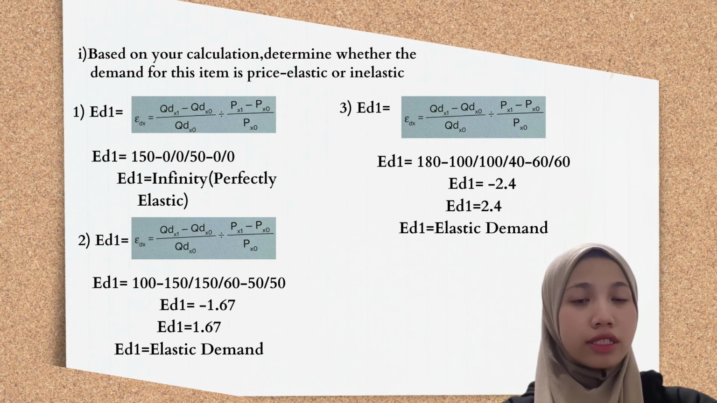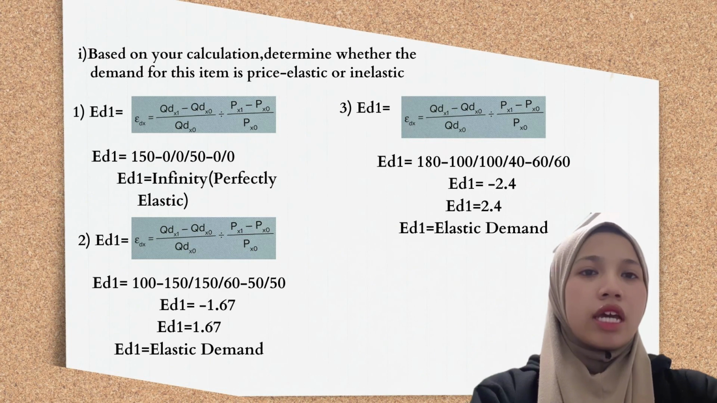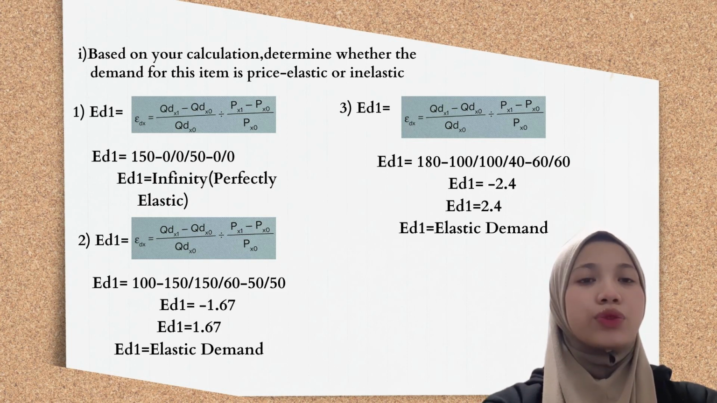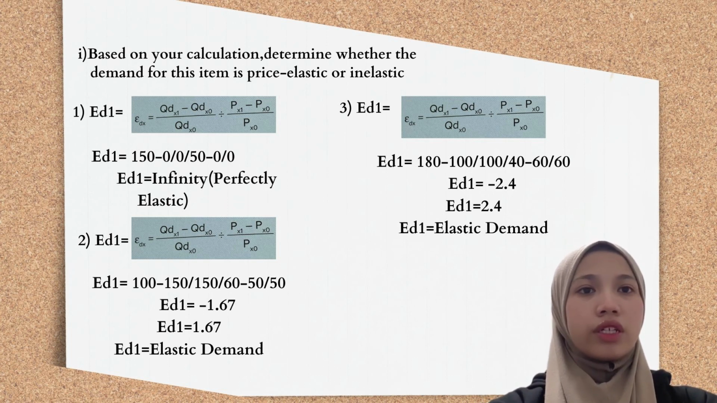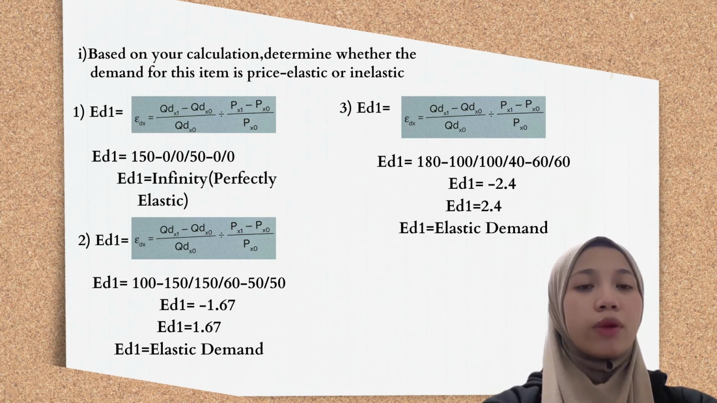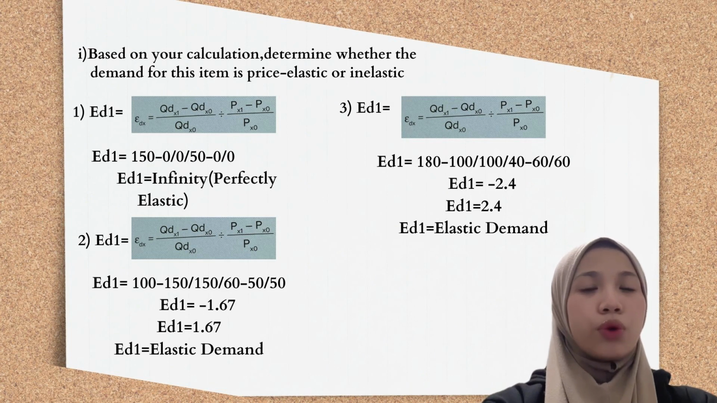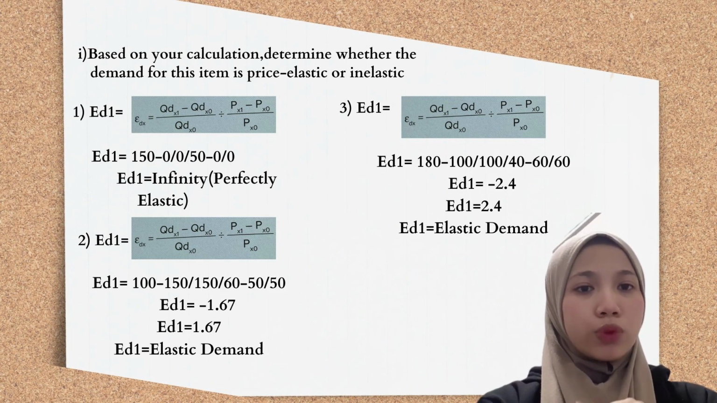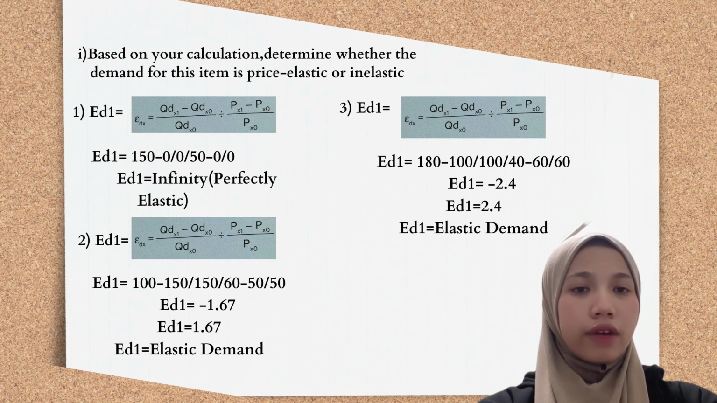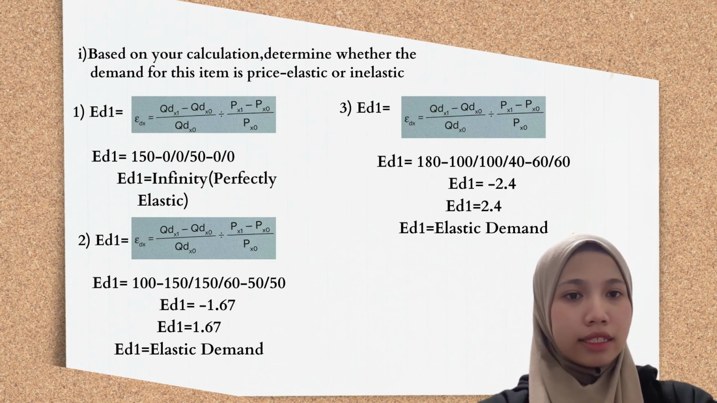So for the second calculation, the new quantity is 100 minus 150, which is the old quantity, divided by 150. We divide that by the new price, which is 60, minus 50, the old price, divided by the old price 50. So we got negative 1.67. From the negative answer, we switch to the positive answer, which is 1.67. So the answer is elastic demand.